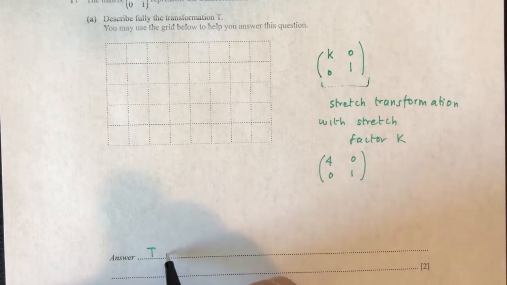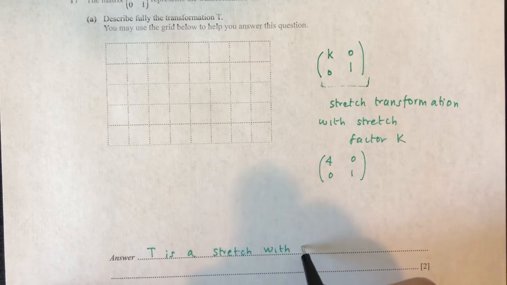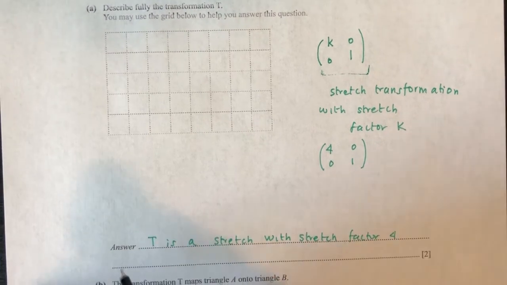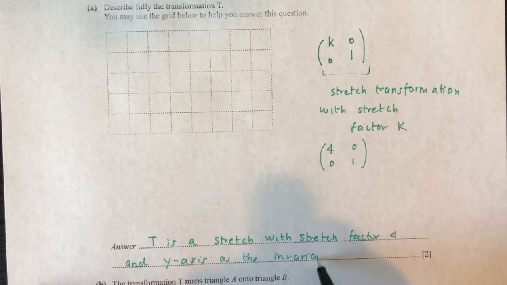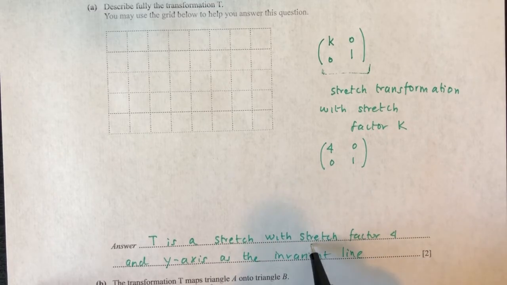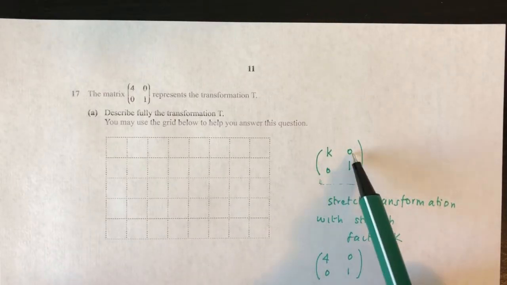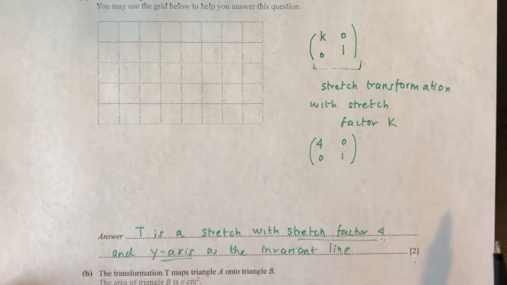So T is a stretch with stretch factor 4 and y-axis as the invariant line. So you need to mention these two, this part and this part, to obtain the 2 points. So whenever you see a matrix in this state, which is k, 0, 0, 1, this will be a stretch transformation with a stretch factor of k and with y-axis as the invariant line.